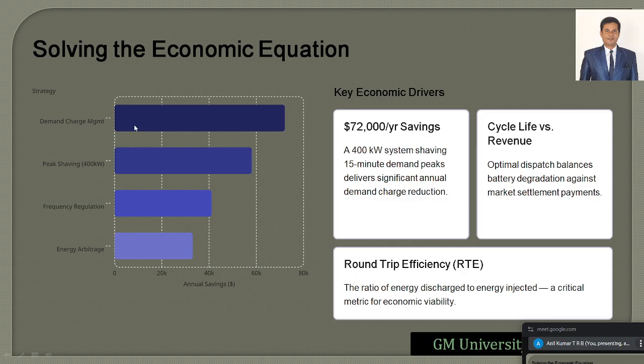So during that time the price should be very high. That is in terms of euro dollars, what I told, no? That is what a 400 kilowatt system shaving for 15 minutes means. For example, you take a load of 400 kilowatt. The system is shaving for 15 minutes. For 15 minutes it is under control, meaning you are not providing any supply. So demand peaks deliver significant annual demand charge reductions.